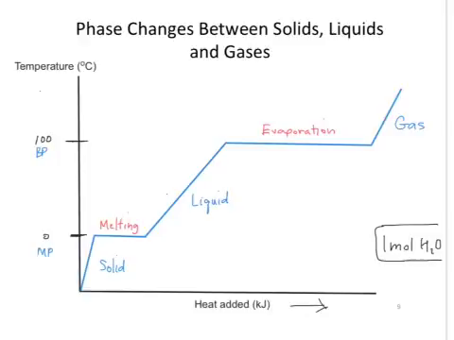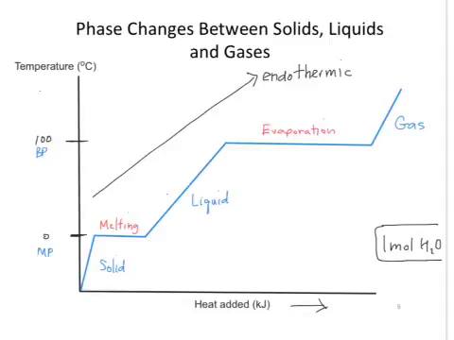Before we go any further though, let's go ahead and put in something that I think is really important. As we add heat from left to right, we go from the solid to the liquid to the gas. Those phase changes, melting and evaporation, or even sublimation going from the solid straight to the gas, all are endothermic processes. We have to put heat into the system to make them happen.